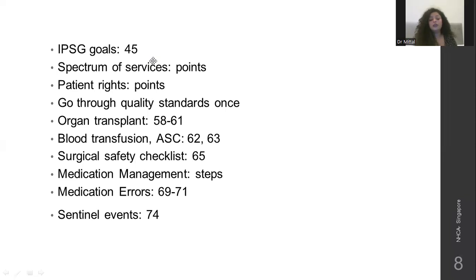That is important. And sentinel events, the definition of sentinel events. What are sentinel events? What do they represent? Some examples of sentinel events are given in the textbook. That's important.